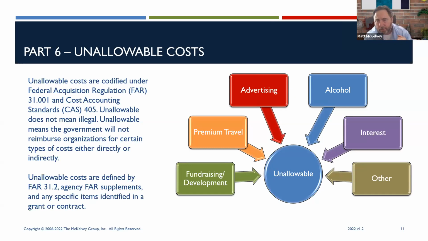Interest. This is interest paid by an organization. Why doesn't the government pay for this? Because the government doesn't determine what your funding sources or capital structure should be as an organization. And if they have two bidders side by side, they don't want to pick one or the other based upon the fact that one uses debt and one uses equity. So interest is expressly unallowable by the federal government, again with minor exceptions. If you've got a line of credit, a business loan, et cetera, that interest is not allowable. You cannot charge it back to the government.